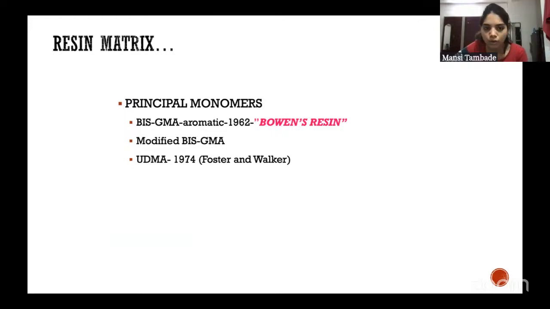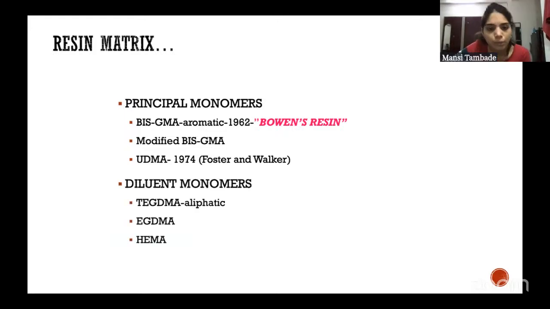It also has modified BIS-GMA, UDMA. It was given by Foster and Walker. BIS-GMA was given by Bowen, so it is said as Bowen's resin. Then diluent monomers: these are the principal monomers, and these are the diluent monomers: TEGDMA, aliphatic, EGDMA, HEMA.